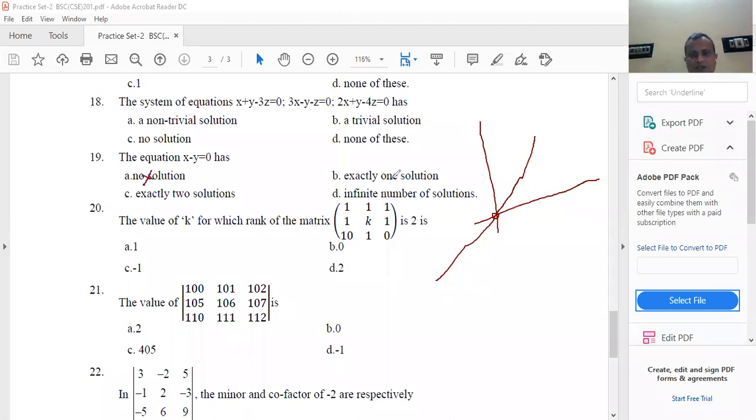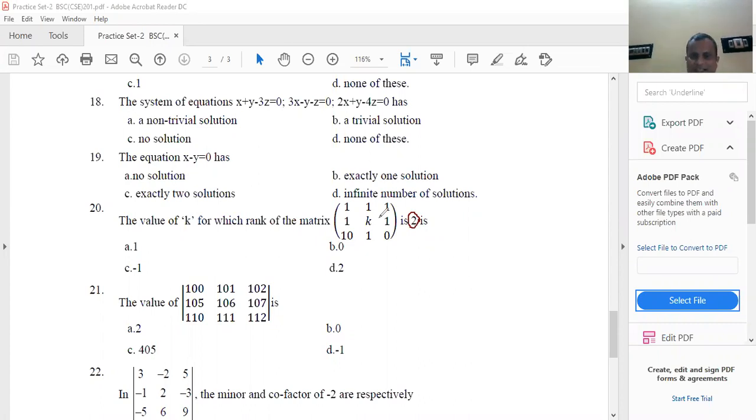Exactly one solution should not be the correct answer, because every point on the line should be a solution. Exactly two solutions is not the correct answer. So infinite number of solutions is the correct answer. Okay, clear? Next, the value of k for which the rank of the matrix is 2. Here it is given that the rank is 2. That means the rank of the matrix is less than its order.